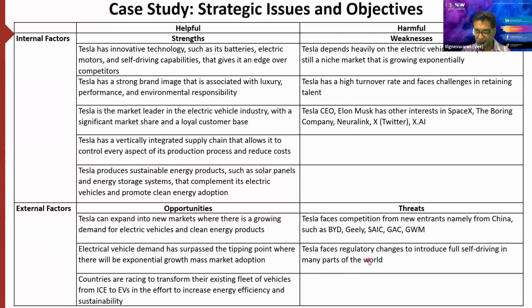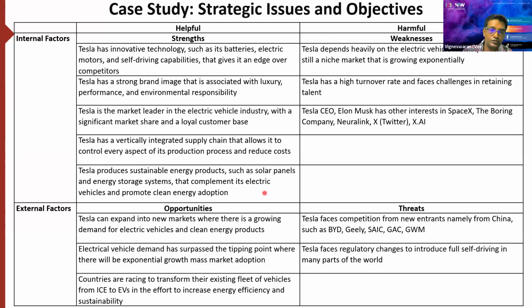And these are all external. Now, these are helpful internal. These are harmful internal. These are helpful external. These are harmful externals. Now, I cannot be developing a strategic issue and objective for each one of these strengths. Otherwise, I will not be focused. So let me pick one from each one of them and try to address.